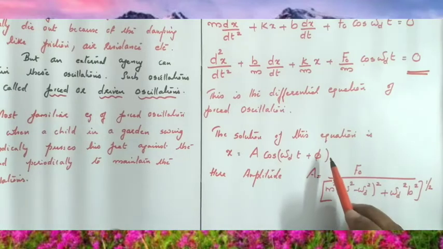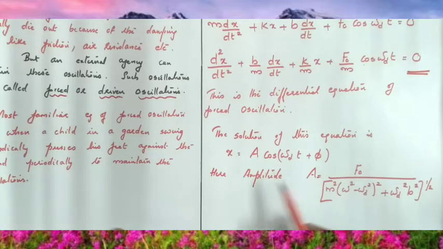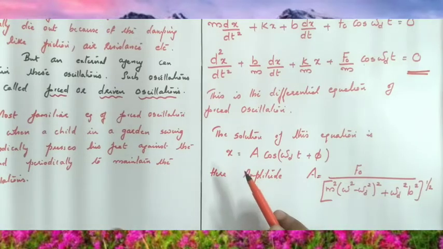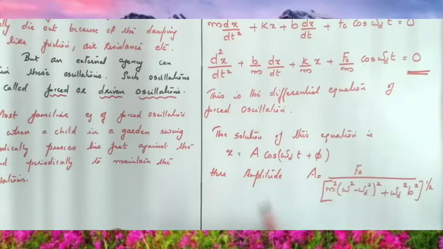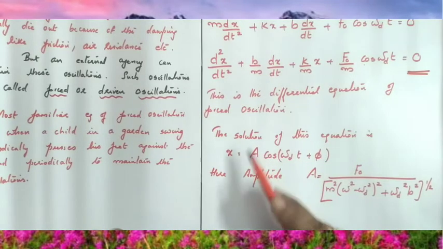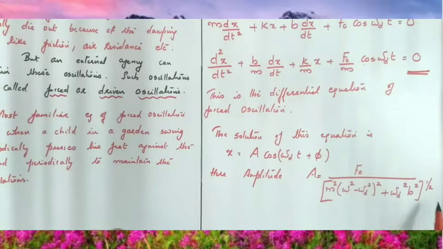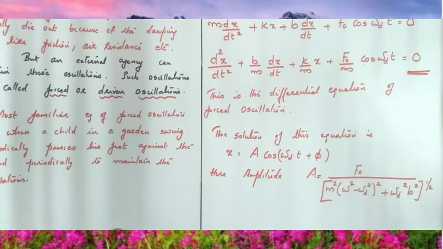So here, this is the value of amplitude. This is similar to a pure simple harmonic motion. Do you remember? In a pure simple harmonic motion, the solution is x equal to a cos(omega t plus phi). There a is simply a constant, but here in the case of forced oscillation, x equal to A cos(omega d t plus phi), and the value of A is F0 divided by this much value. Okay children?